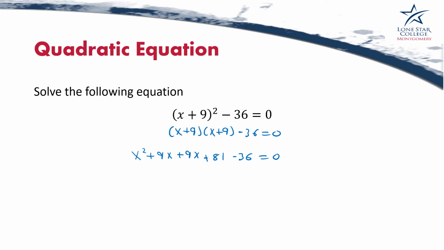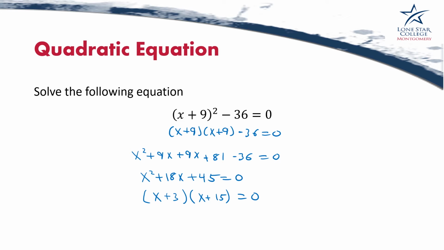So now what we want to do is combine like terms. We can combine the 9x's, which gets you 18x. And 81 minus 36 gets us 45. So now that we have our quadratic equation on the left and it's equal to 0, we can now factor. Just like before, we use the guess and check method because it's a simpler quadratic equation. Think of two numbers that multiply to 45 and add up to 18. You can always list them out, but we know 45 is 15 and 3, and everything will be positive.